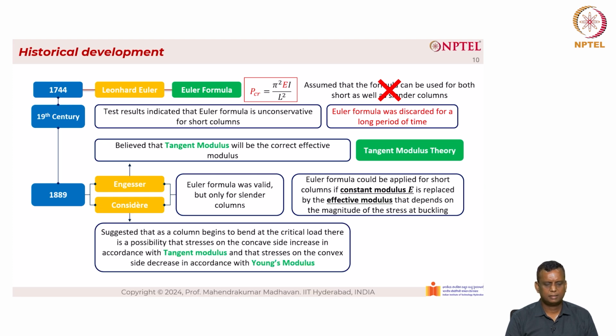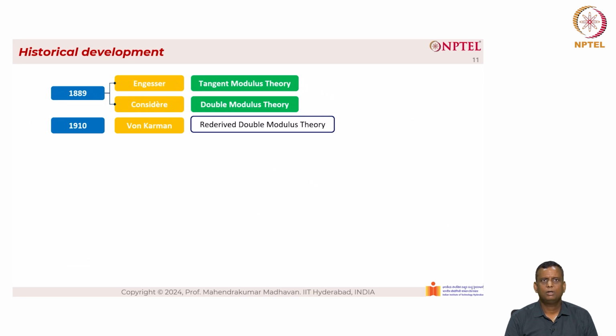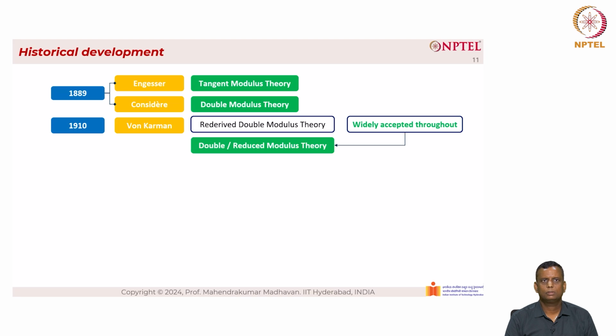Considere suggested that as a column begins to bend at the critical load, there is a possibility that stresses on the concave side increase in accordance with the tangent modulus and that stresses on the convex side decrease in accordance with the Young's modulus. So he introduced the concept called double modulus theory. Now in 1910, von Karman, the famous researcher, re-derived the double modulus theory, which was widely accepted throughout. So he came up with the concept of double or reduced modulus theory.